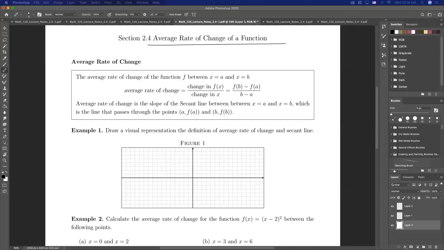So here we have average rate of change. The average rate of change of a function between A and B is given by this formula. It's the change of f of x over change of x, so f of b minus f of a over b minus a.